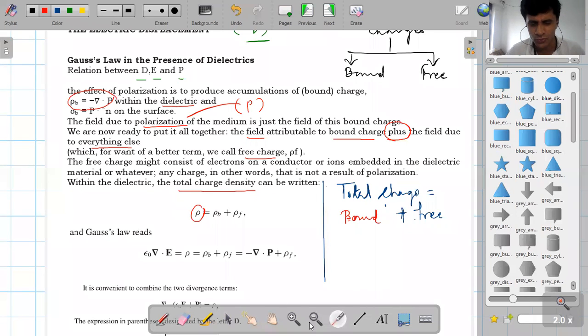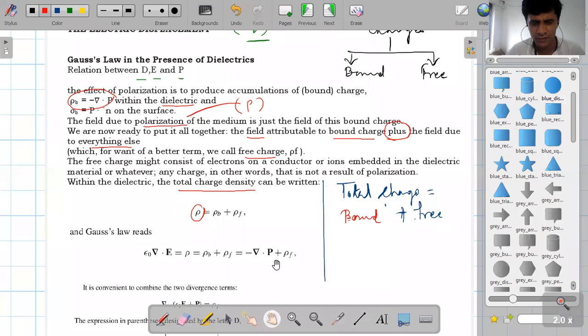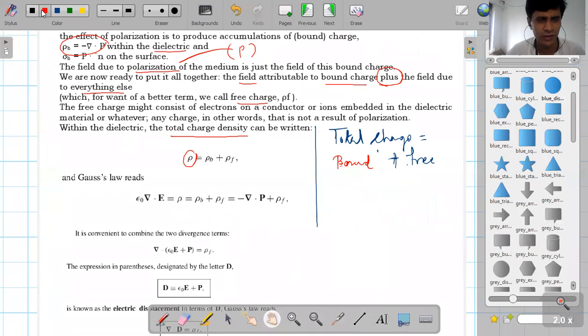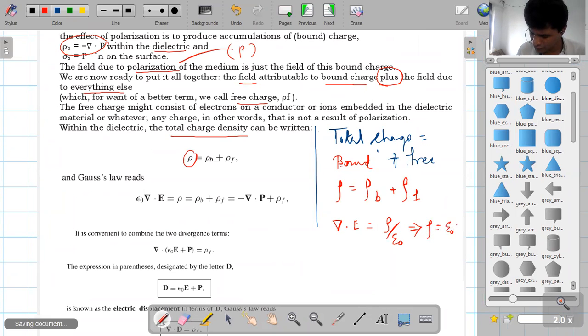And according to Gauss's law, we have this equation: rho equals bound charge rho b plus rho f. But what is the divergence of E? This implies that I can write rho equal to epsilon 0 times divergence of E. Is it correct? Yes, sir. Therefore I will write this.